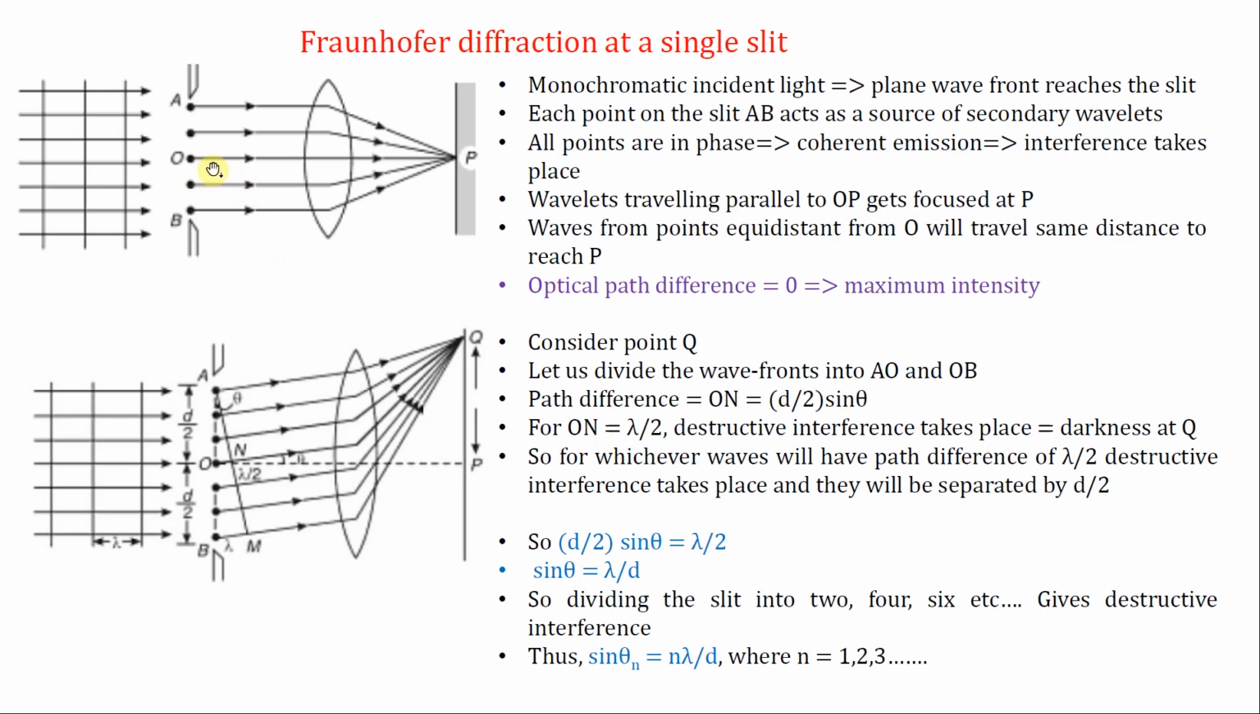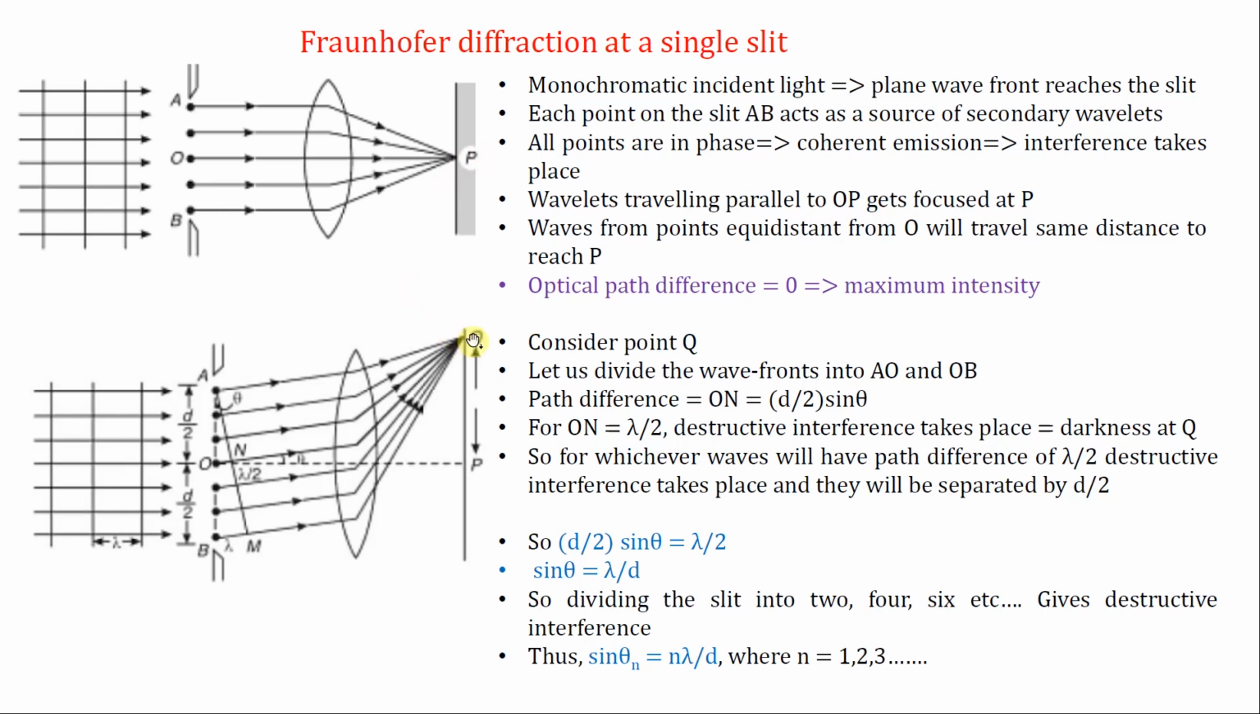Now waves which travel parallel to OP, the distance from the center of the slit to the center of the screen, will get focused at this point P. There is a central point on the screen. Now waves which are at points equidistant from this point O will also travel the same distance to reach the point P. So all these are parallel to the central ray or the central wave. So you can say that the path difference between the waves is 0, and this will result in maximum intensity at the central point P. You get the central maxima.